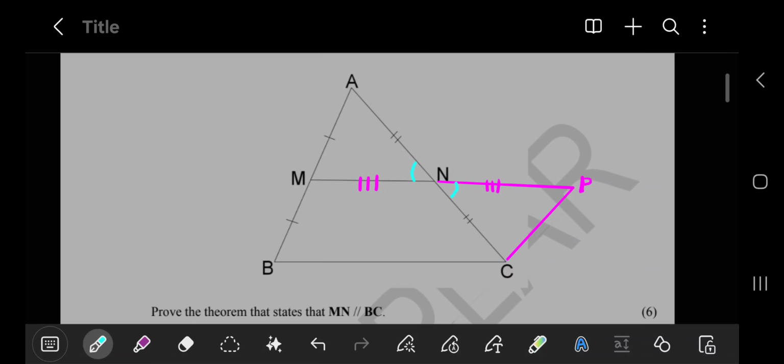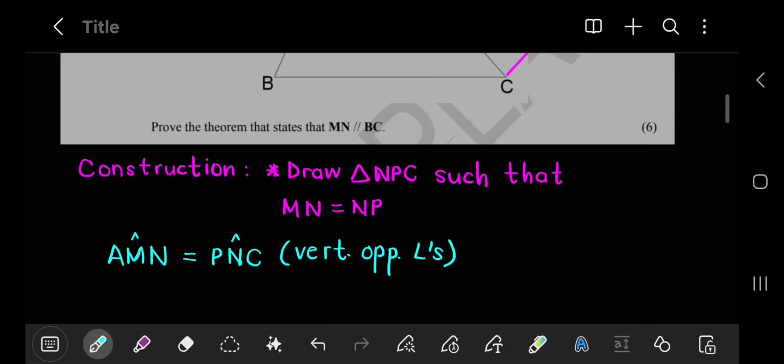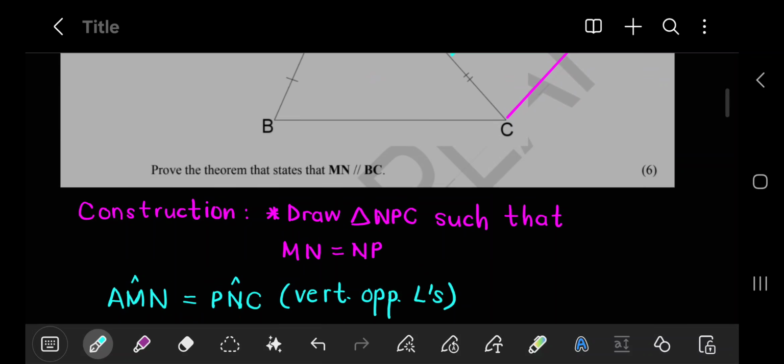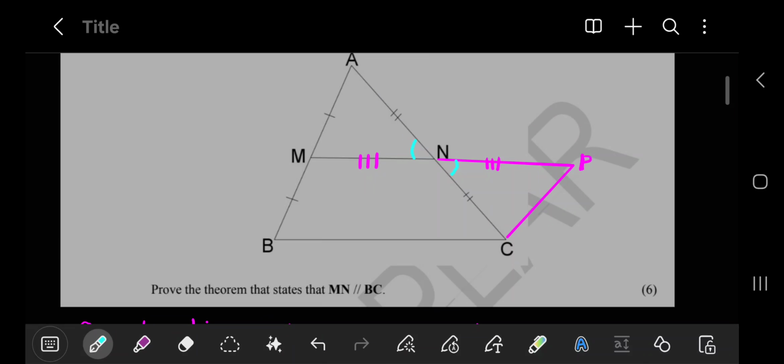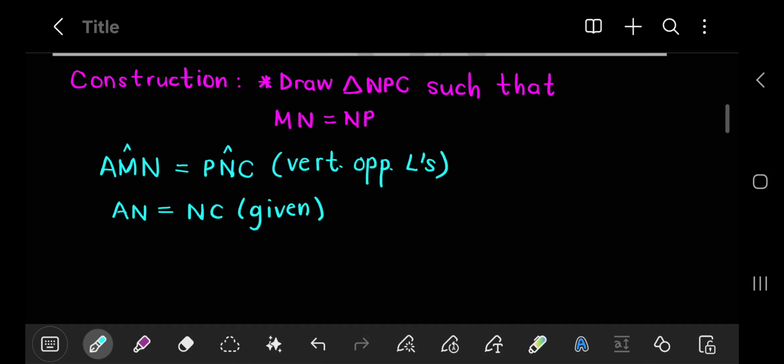Now, since we are trying to prove congruency, we see that we already have an angle. Then we can see that AN is equal to NC. That is given. And we have another pair of lines that are equal. MN is equal to PN. Now, where does MN equal to PN come from? That comes from our construction.